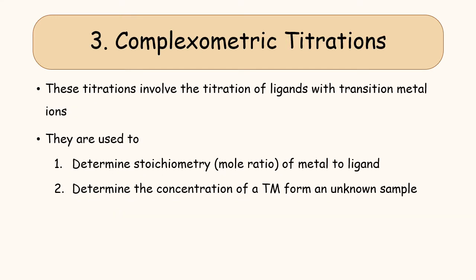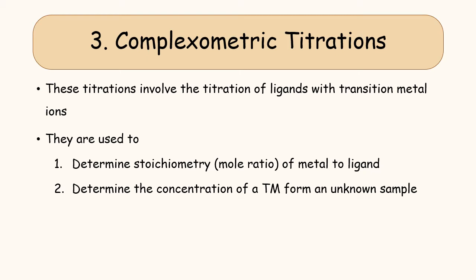The final type of titration, and the one that we're going to spend a lot of time going through a couple of examples for, are complex symmetric titrations, which you can probably tell from the name are dealing with transition metal complexes. Now, these titrations involve ligands being titrated against transition metals, and there are 2 ways in which these titrations can be used. The first one would be to determine the stoichiometry, or the mole ratio of metal to ligand in a complex, so that you can then put together what the complex looks like.